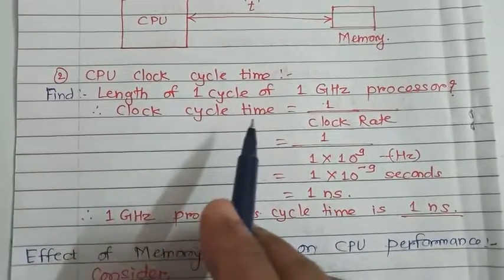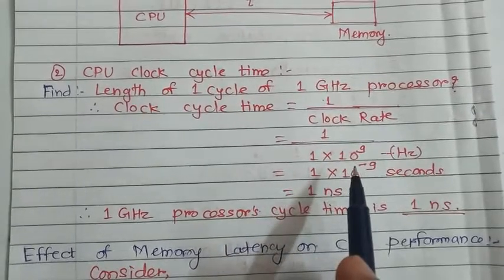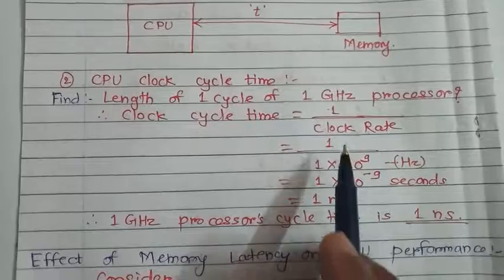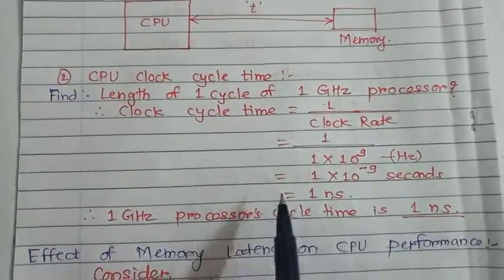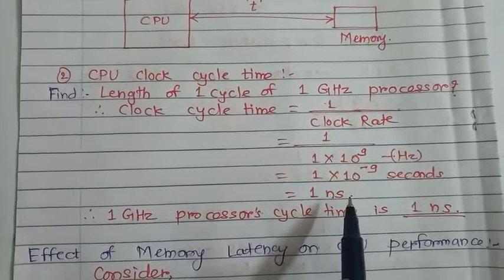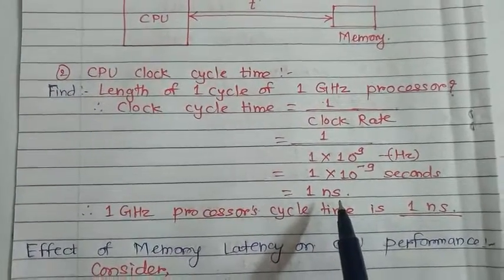Clock cycle time is equal to 1 upon clock rate. So 1 upon 10 raised to power 9, because the clock rate of the CPU is 1 gigahertz. So 1 into 10 raised to power minus 9, that is 1 nanosecond. So a CPU of 1 gigahertz has a clock cycle of 1 nanosecond.